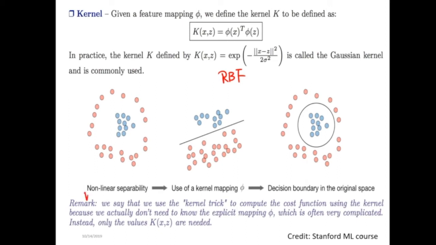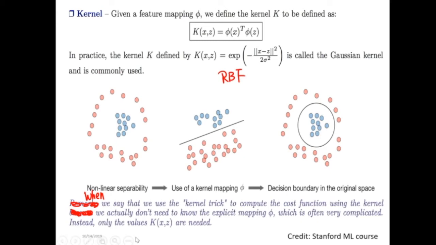So this remark is a little elementary. The whole thing is, when we say we use the kernel trick, which is very important for SVM, we use the kernel to compute the cost function. Don't worry, we're going to talk about how to compute it later. We actually do not need to know the explicit mapping phi. What we really need is just this function.